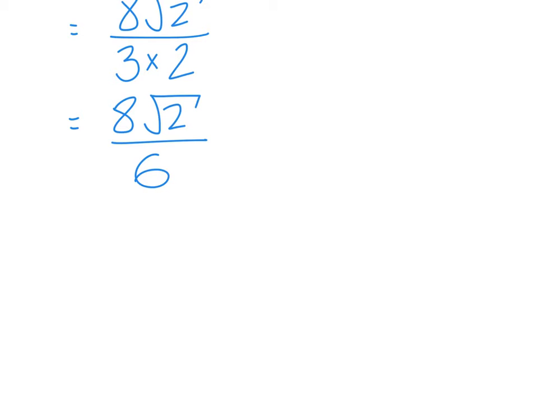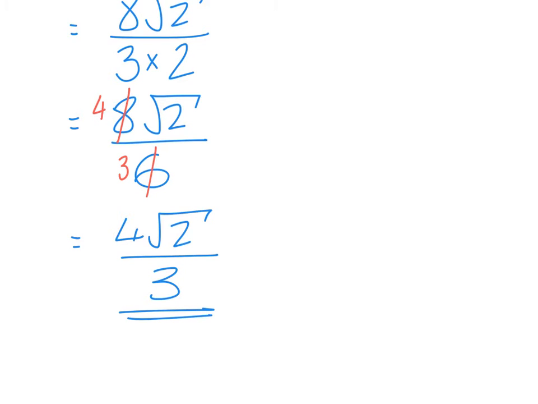The number 2 goes into 8 and into 6. It goes into 8 4 times, and it goes into 6 3 times. That leaves us with 4 root 2 on our numerator and 3 on the denominator. Our fraction has the same value as the original fraction. It is equivalent, but we have managed to rationalise the denominator. That's our answer and the end of the question.